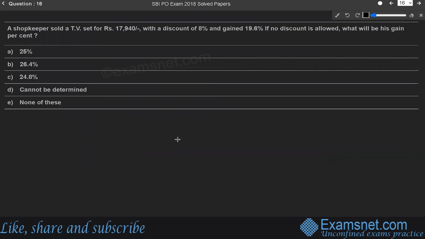A shopkeeper sold a TV set for rupees 17,940 with a discount of 8% and gained 19.6%. If no discount is allowed, what will be his gain percentage? So here in this question, the cost price is not given. So let the cost price be equal to 100x or rupees 100x.